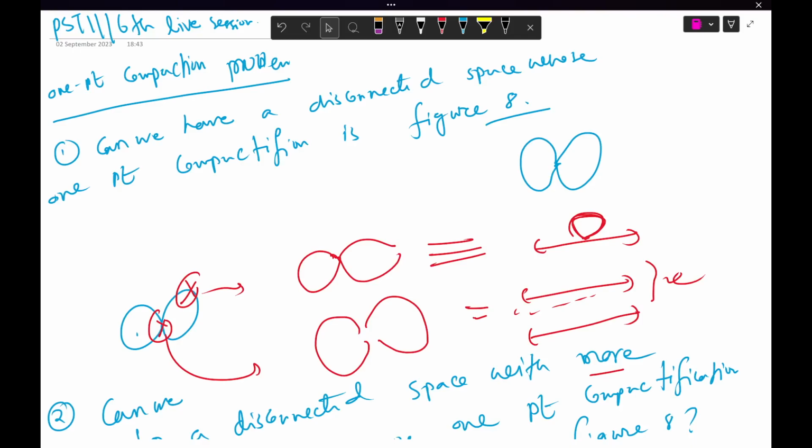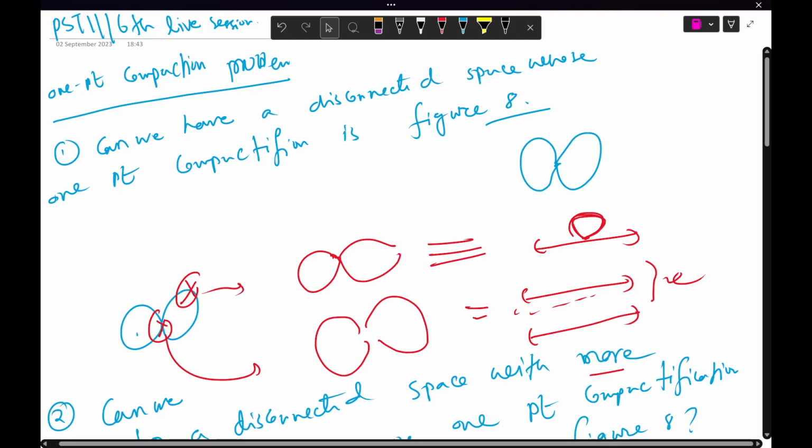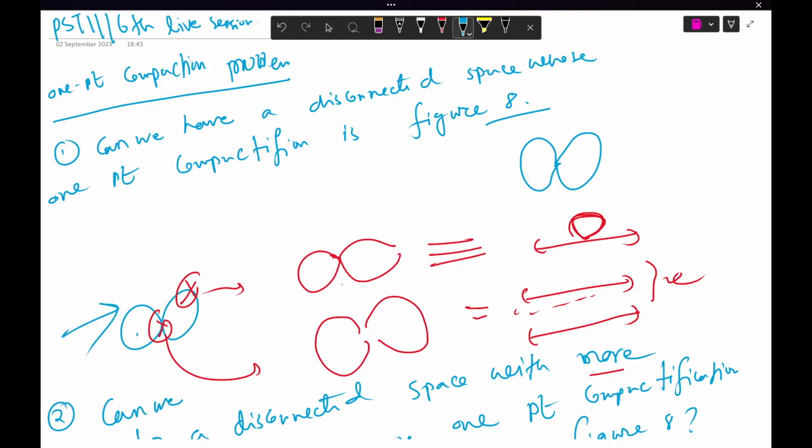So basically in order to construct the space we need to go backward, that is we take figure 8 and then remove one point from figure 8 in order to obtain some disconnected space. Now observe in the picture that if we remove a point from one circle itself, then the resulting space is connected. So this will not work. But if we remove its common point, then the resulting space is disconnected. So this is the disconnected space whose one-point compactification is figure 8. Okay, this is the first problem that we've done.